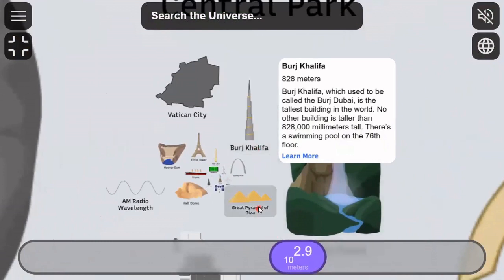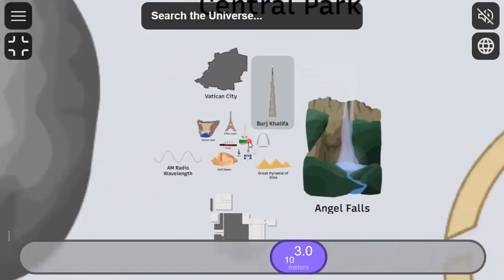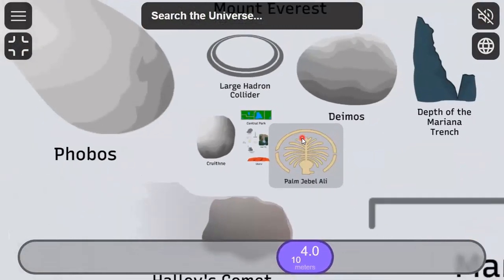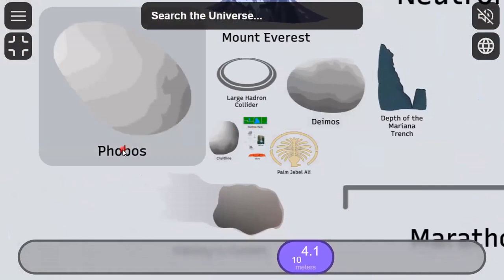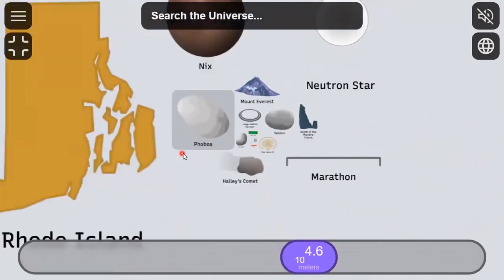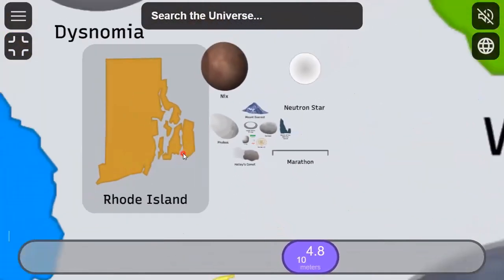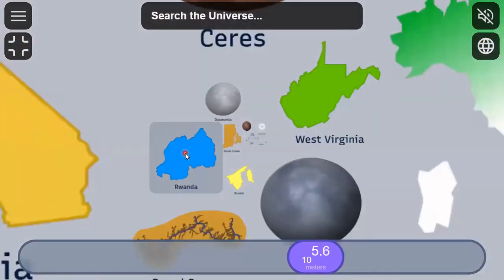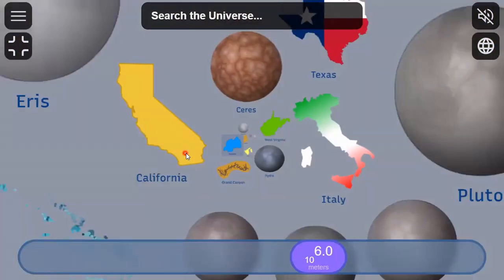Now look at this, we reach from minus to positive. Now we look at this, 10 raised to the power 2.9. And then Central Park, Large Hadron Collider, Phobos, Marathon, the Ring Road of Iceland. Wow, this is so amazing.